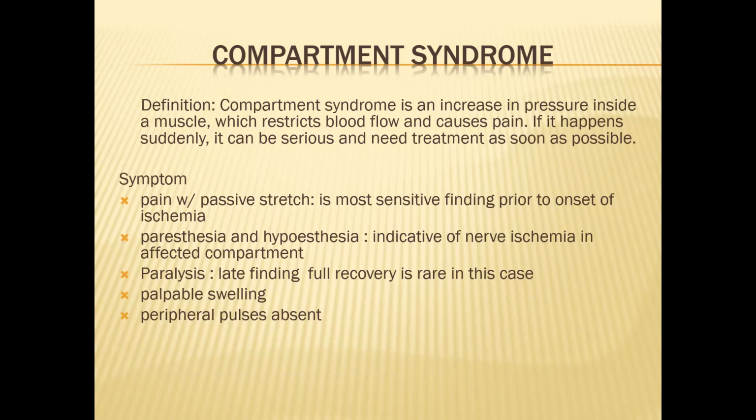So for compartment syndrome, we should remember the 5 P's. The patient will complain of pain. Clinically, there will be pallor, pulselessness, paresthesia, and paralysis. So we should remember the 5 P's. If there is pain, pallor, pulselessness, paresthesia, and paralysis, we should suspect compartment syndrome. Compartment syndrome is an emergency and needs immediate intervention. And most of the time, this is a surgical intervention.